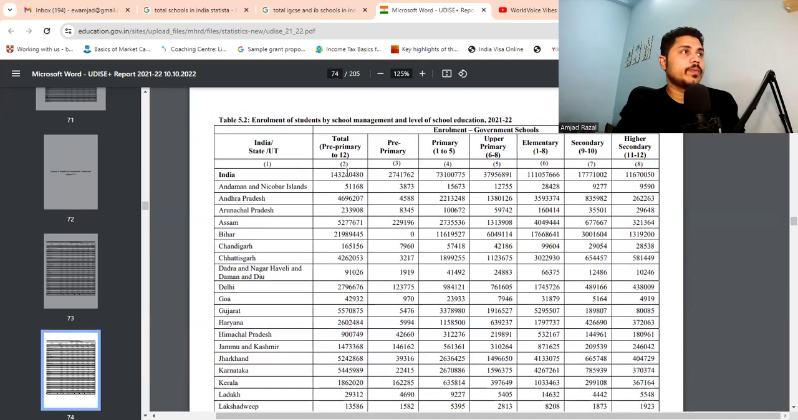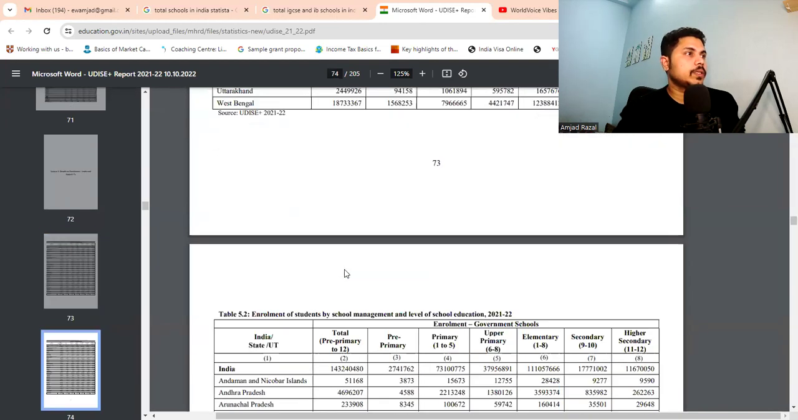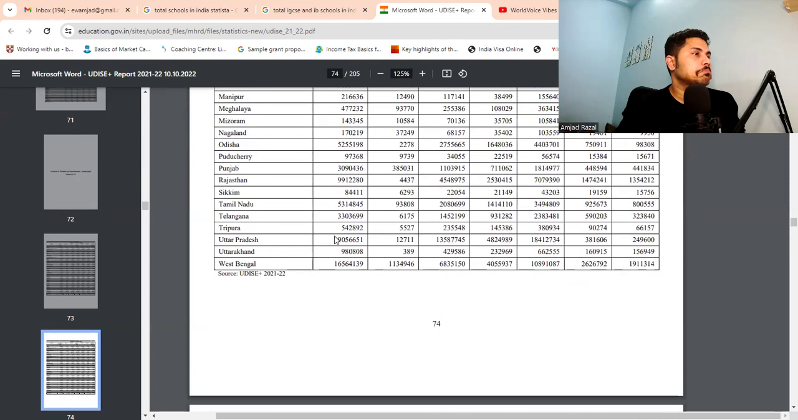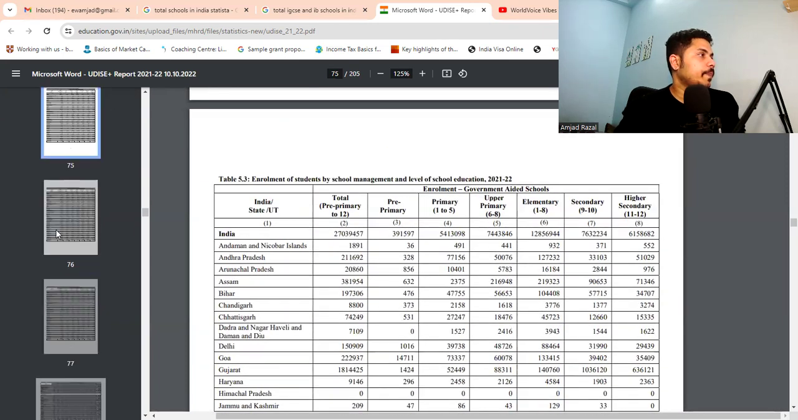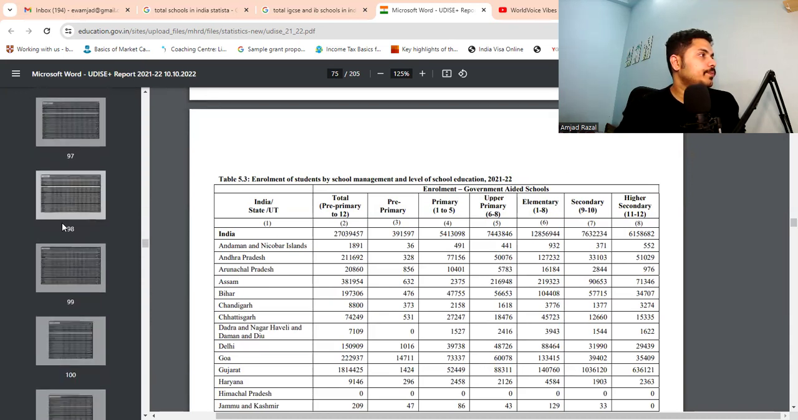Enrollment of students by school management. So in government schools, how many students are enrolled in the government schools? This is all types of management. This is particularly about government schools. How many? So Delhi again, let's check. 27 lakhs 96,676. Huge. Okay, this is it. We'll move to the next particular section.